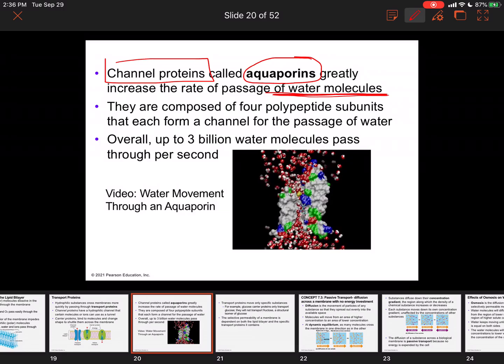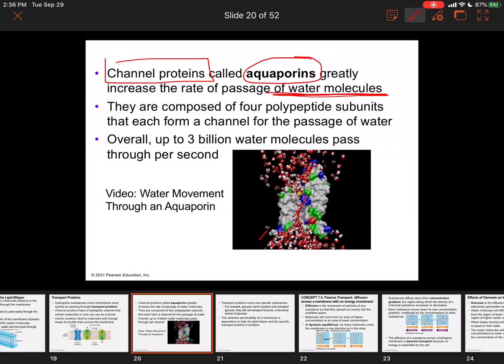Okay, if you're looking at this on the PowerPoint slide, this video should be active. I think, let me see if it'll play. I don't think it's going to play right now with the one I'm on, but you should be able to click that video there and see those little molecules moving through the aquaporin. It's just an animation there of that molecule.